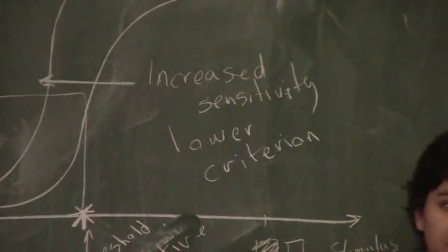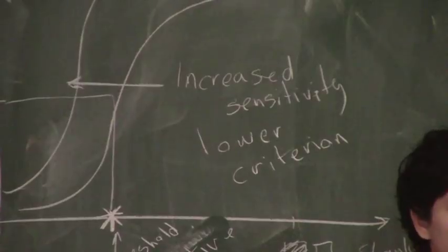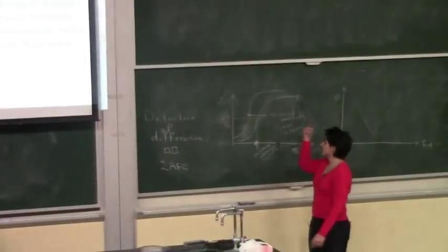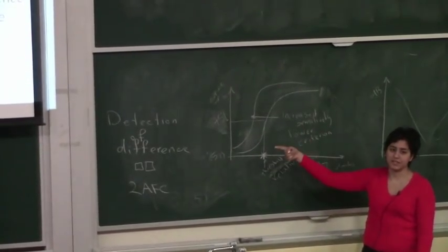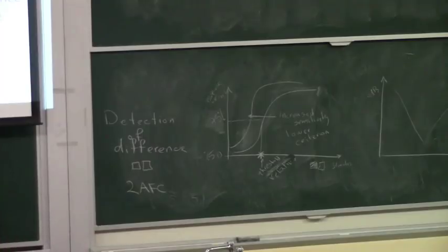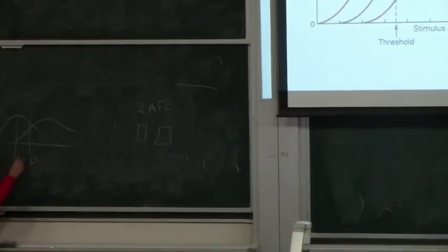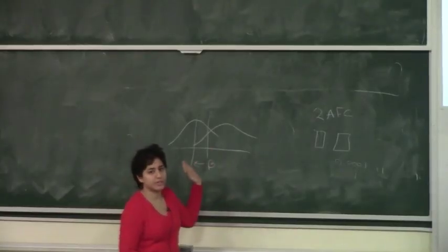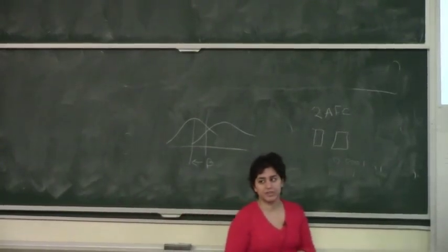You have lower criterion. Does that make sense? Yes. This way. Same way as increased sensitivity. Oh, okay. Beta would also shift this way because your hit area becomes larger again, and you call more things the stimulus even if they are the noise.